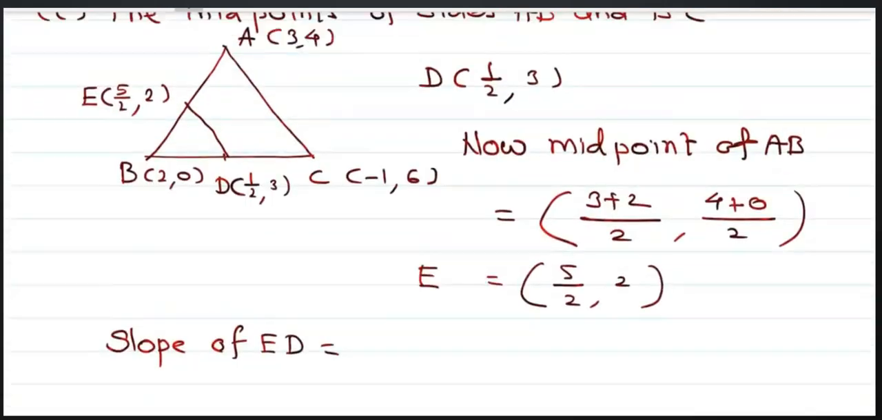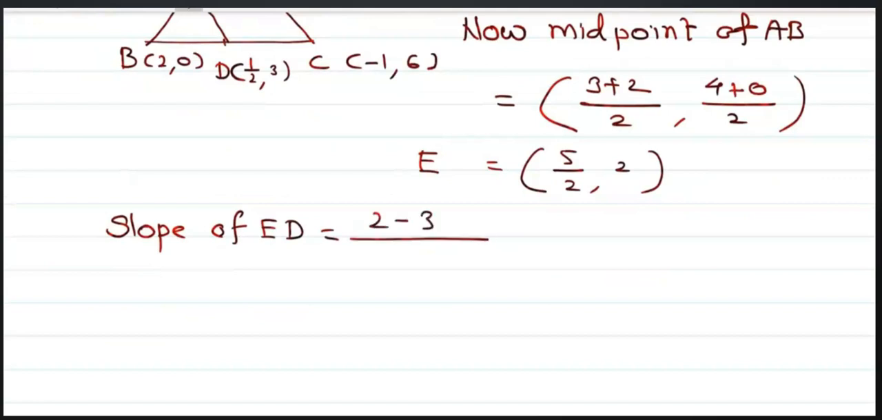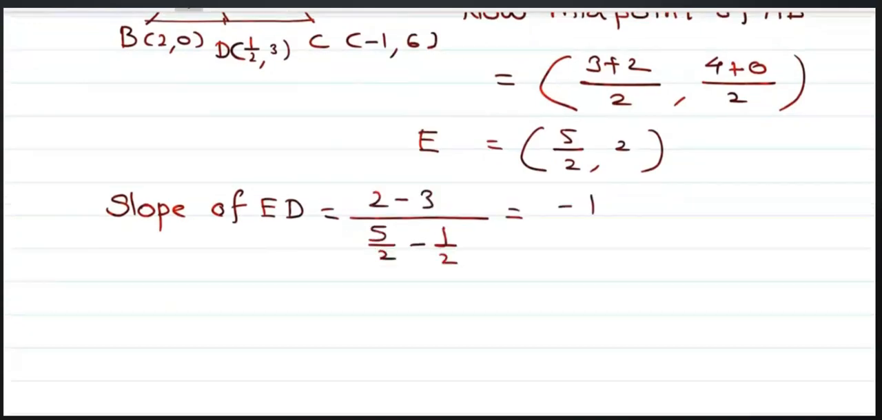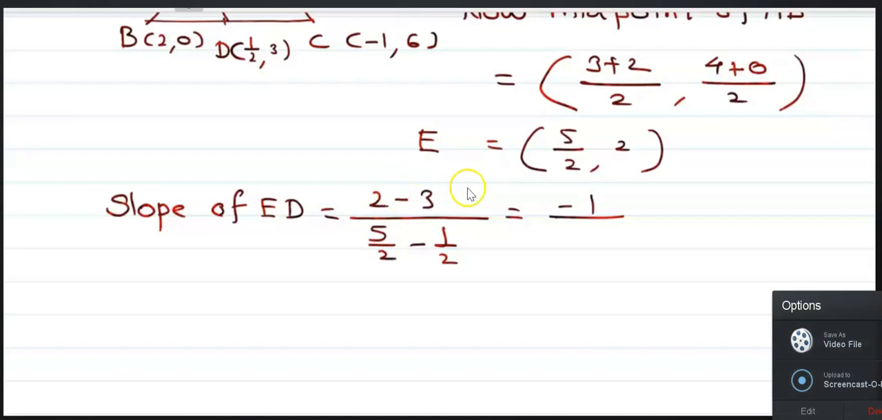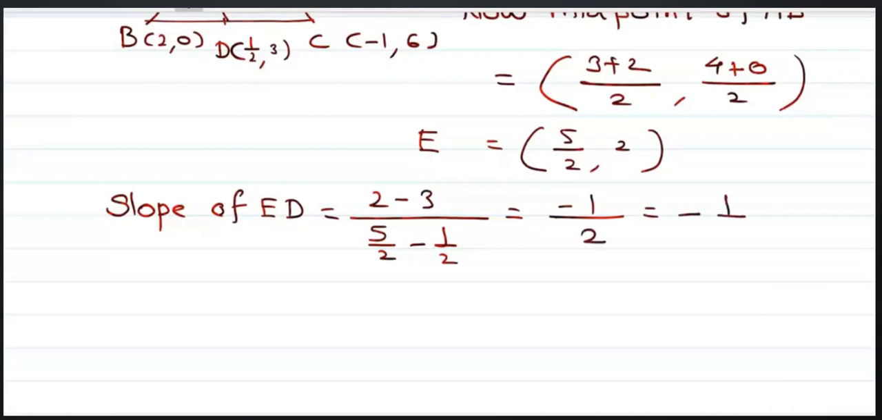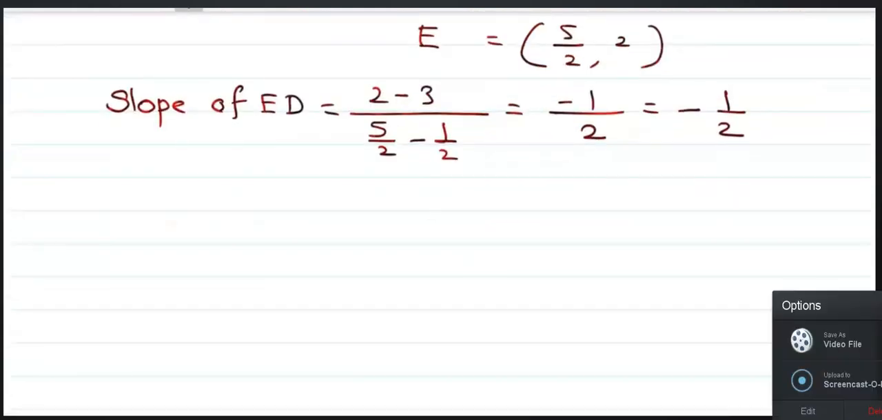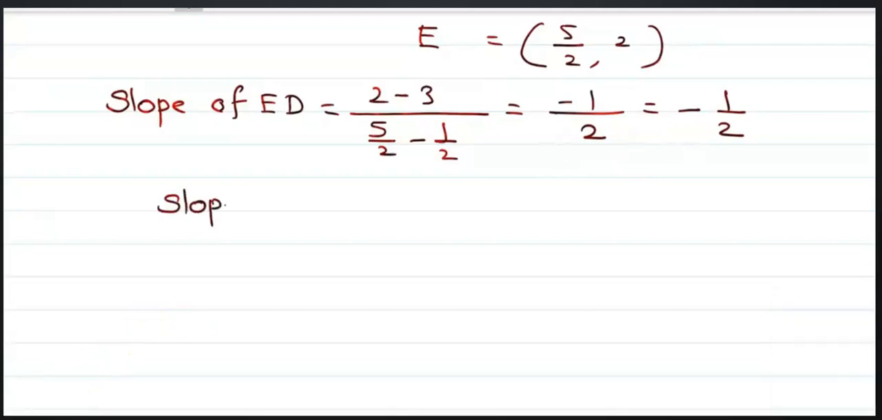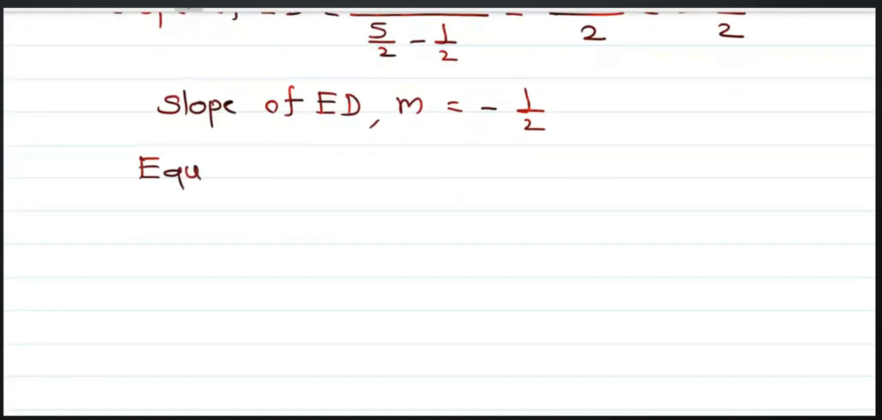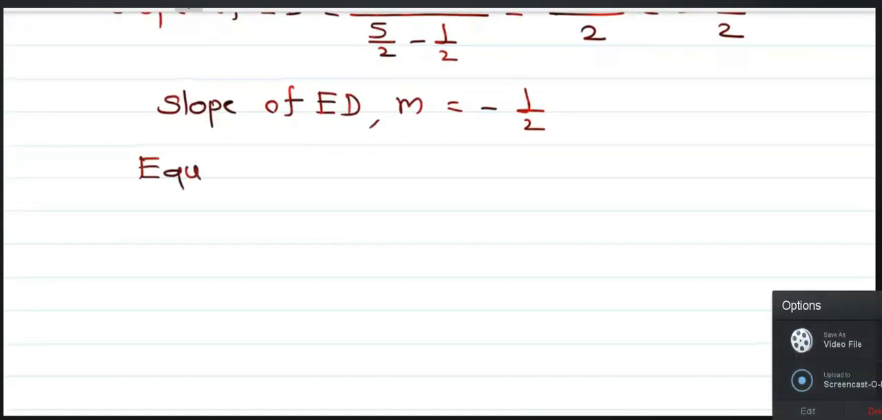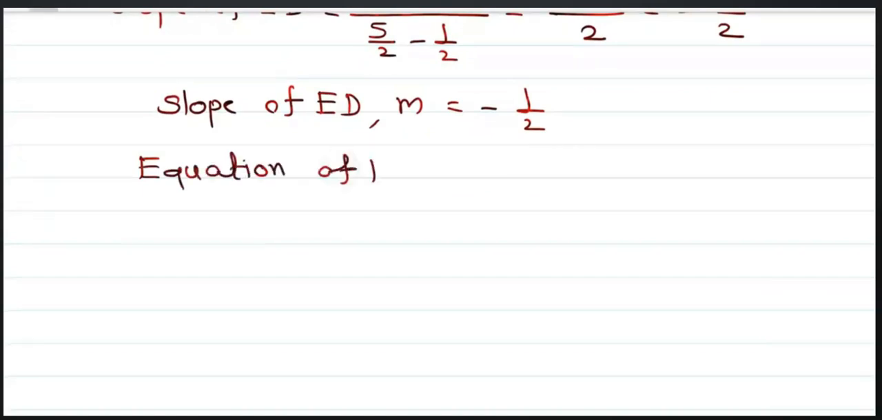Therefore, the equation of ED: first the slope of ED, that is 2 minus 3 upon 5 upon 2 minus 1 upon 2, that is minus 1 upon 2. That is, minus 1 upon 2 is the slope of ED. Therefore, slope of ED is m is equal to minus 1 upon 2.